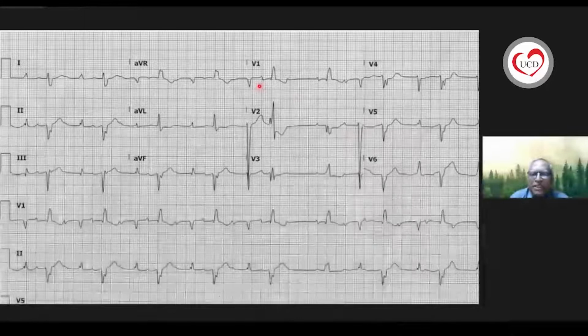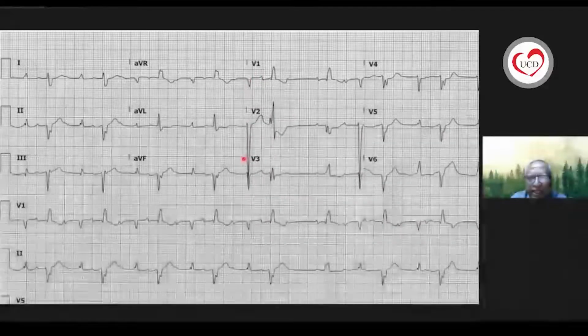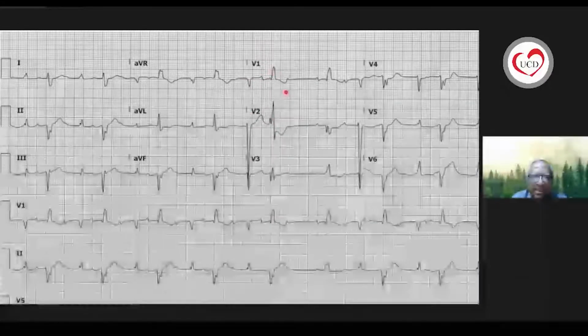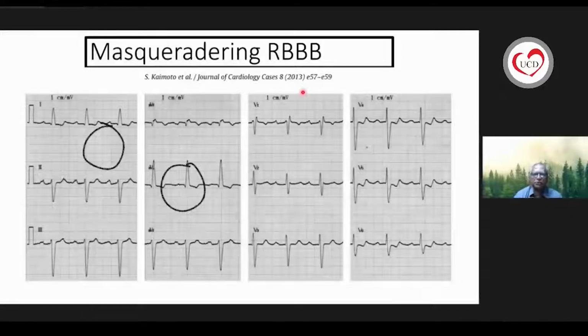If you have a person with syncope, and if you have in the same ECG one showing a left bundle and right bundle, you don't need further testing for this person. Straight away, go ahead with a pacemaker. And this is alternating bundle branch block.